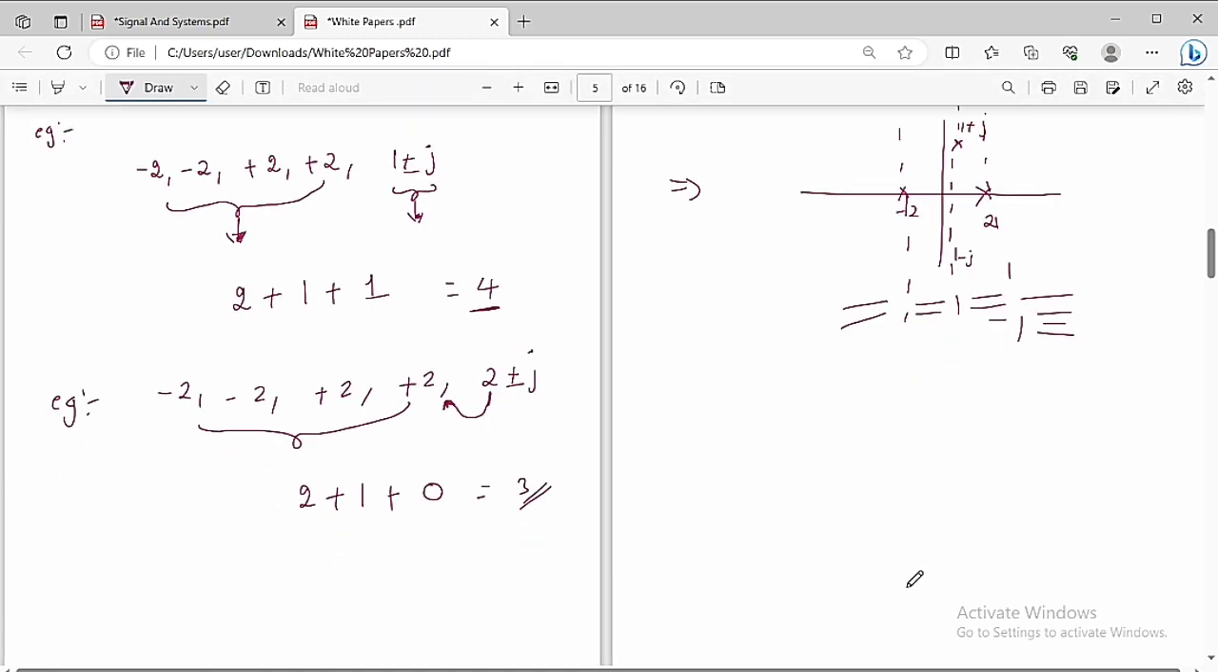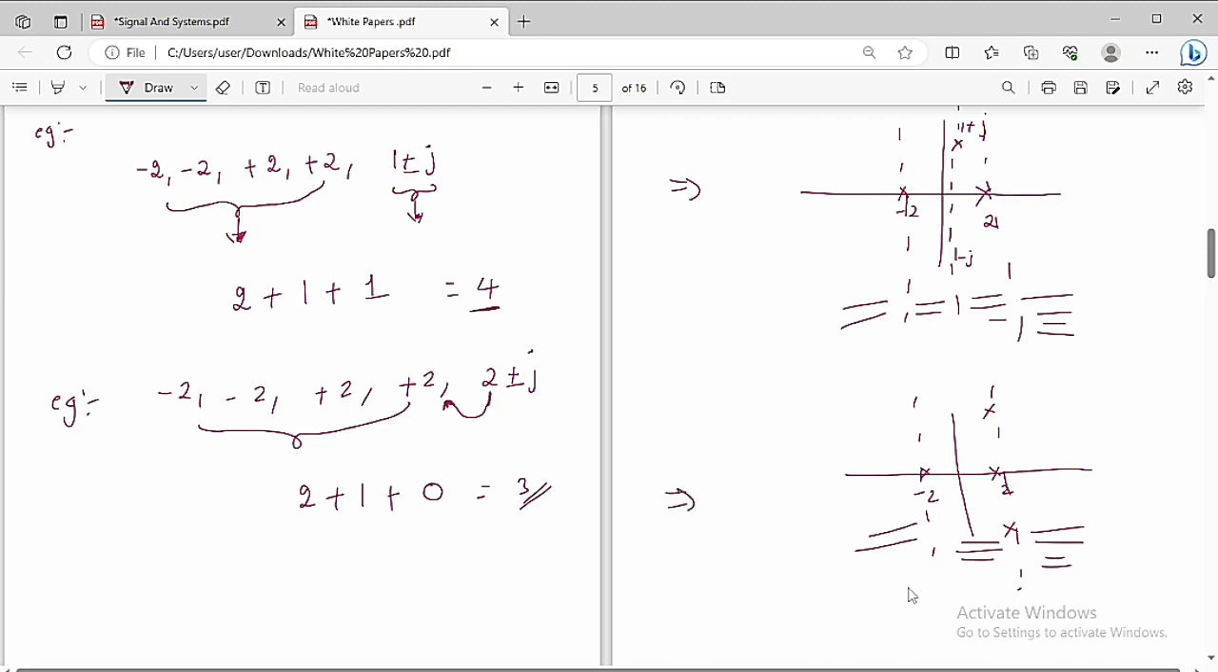Same thing I will take. If you draw for this picture, what can I say for this one? Here it is minus 2 two times, here plus 2 two times, and 2 plus or minus j. So here also the same 2 plus or minus j. If you draw the lines, what can you get? Only 3 ROCs are possible. This is 1, and this is 1. So 3 ROCs are possible. Same thing I have told you, right?